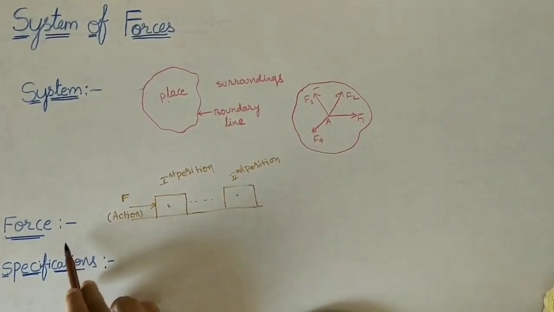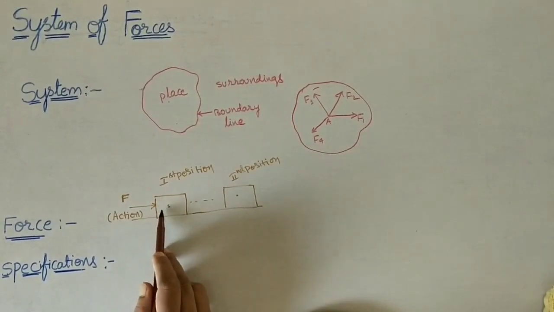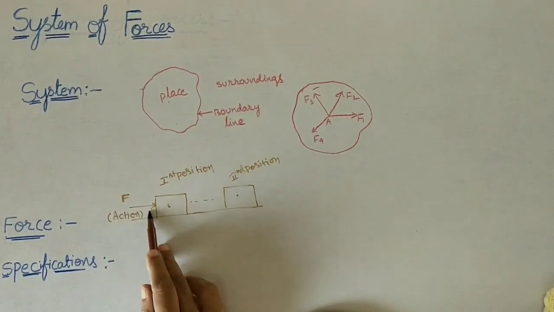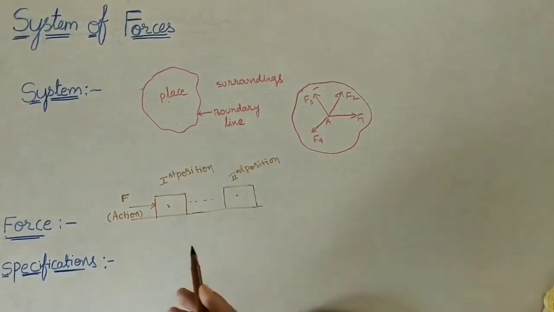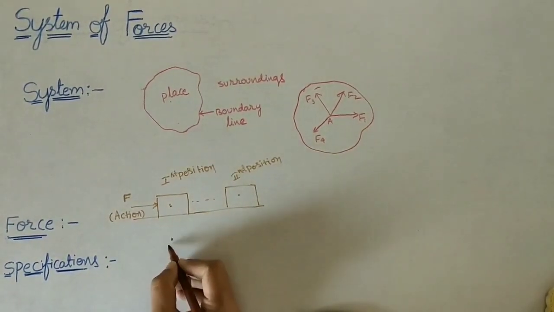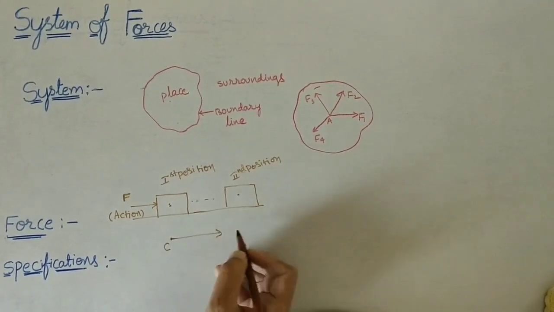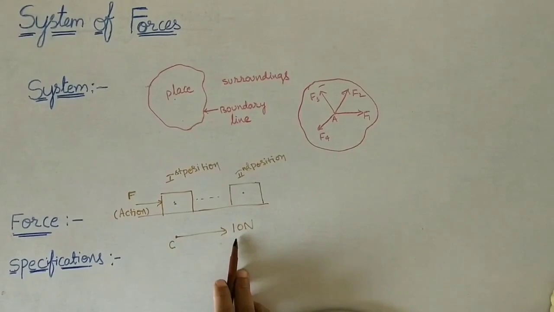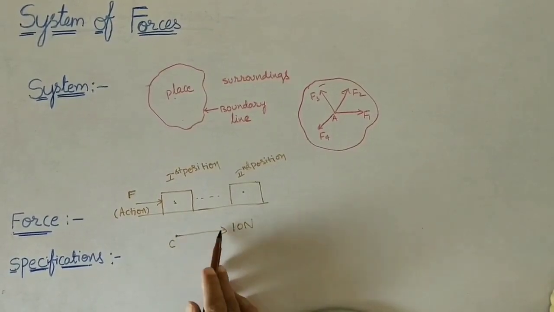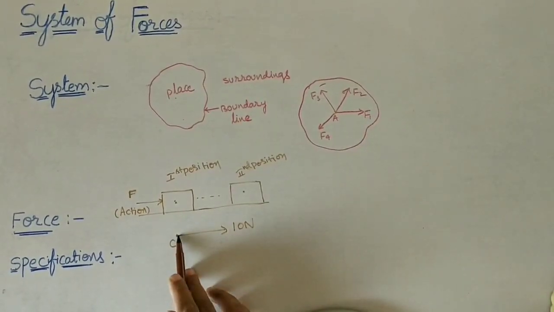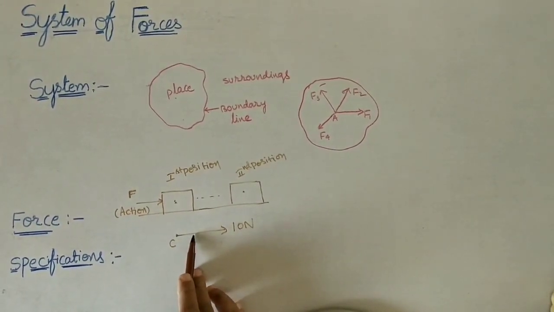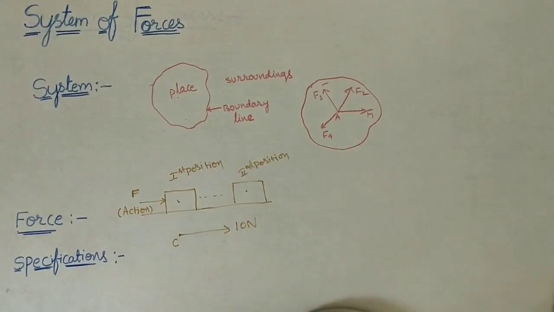Now how to define the force? It is the action which tends to change the position or change the state of rest of the object on which it is applying. Now here how to define the force? Let us assume I am taking one force at C point. It is acting in this direction, some 10 Newton force. What is the magnitude of this force? It is 10. In which direction it is acting? It is right side. At which point it is acting? At C point. So these are the specifications of any force. Accordingly, we can mark the given diagram.